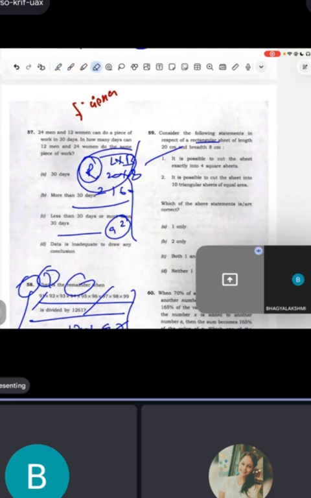Now, see guys, I can tell you with a formula also, but I'm telling you this way so that you understand. Next: it is possible to cut the sheet into 10 triangular sheets of equal area.